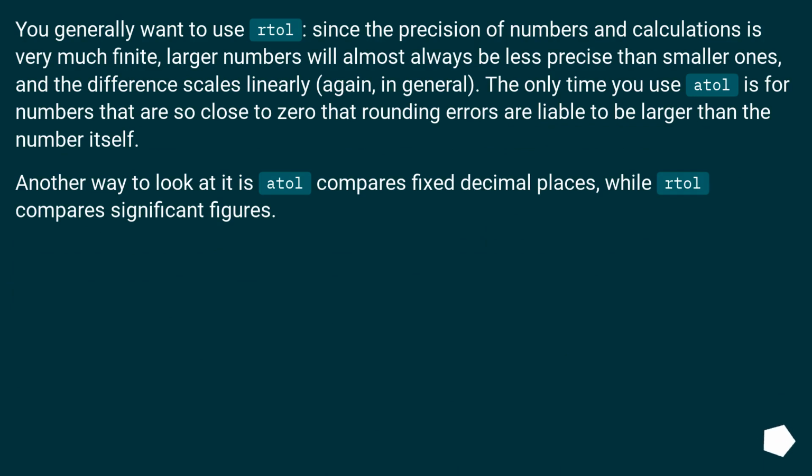You generally want to use rtol. Since the precision of numbers and calculations is very much finite, larger numbers will almost always be less precise than smaller ones, and the difference scales linearly, again, in general. The only time you use atol is for numbers that are so close to 0 that rounding errors are liable to be larger than the number itself. Another way to look at it is atol compares fixed decimal places, while rtol compares significant figures.